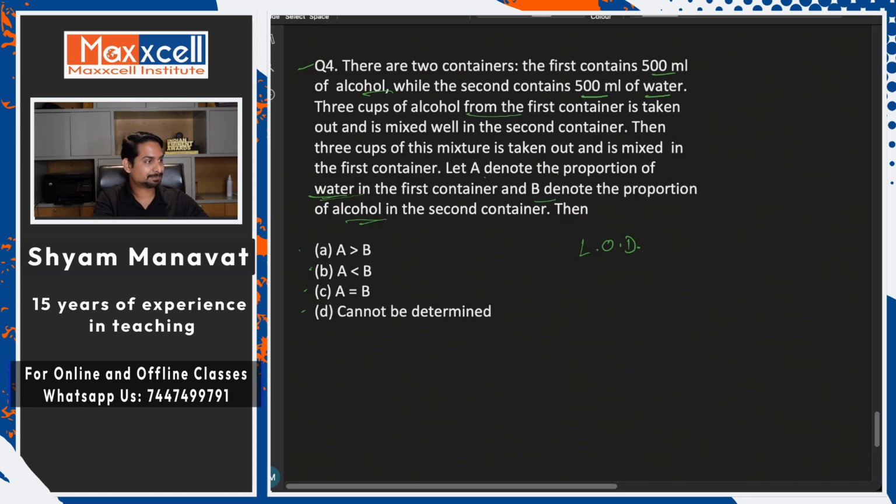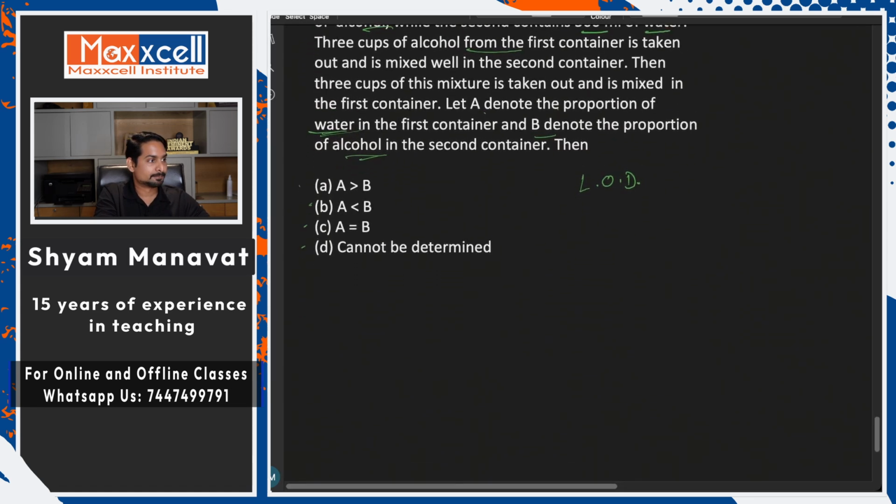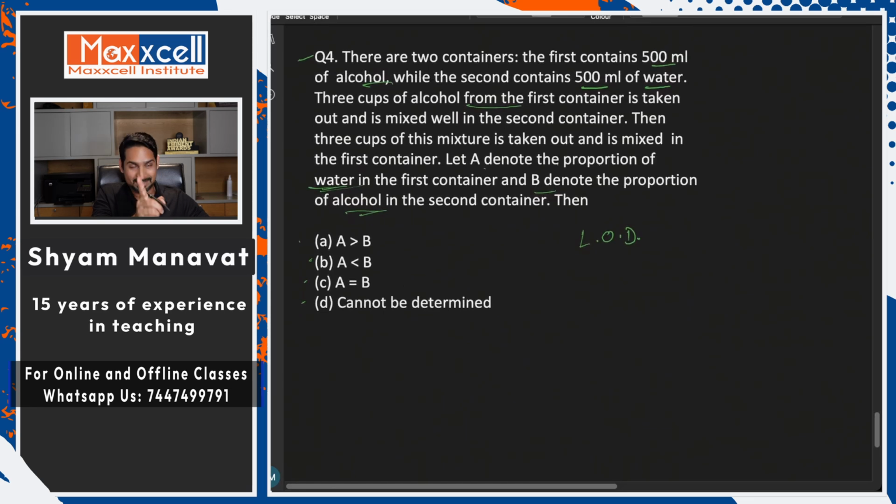Let's see this. Don't guess. Don't think that 3 cups from here to there, 3 cups from there to here, so we are done. No. Don't guess. You need to have strong evidence that A is greater, or A is smaller, or A is equal. With my smile, I'm sure you must have got the answer by now, without even solving or knowing how to solve.